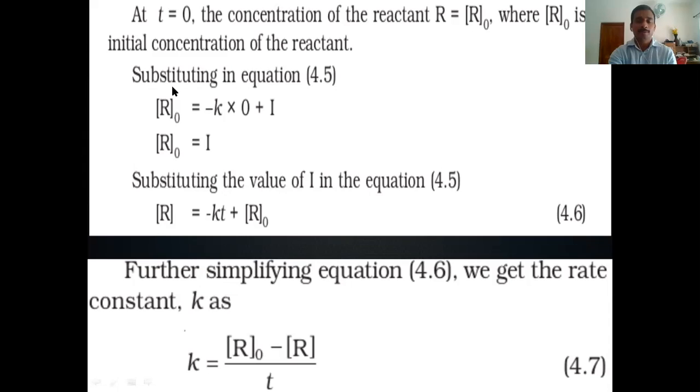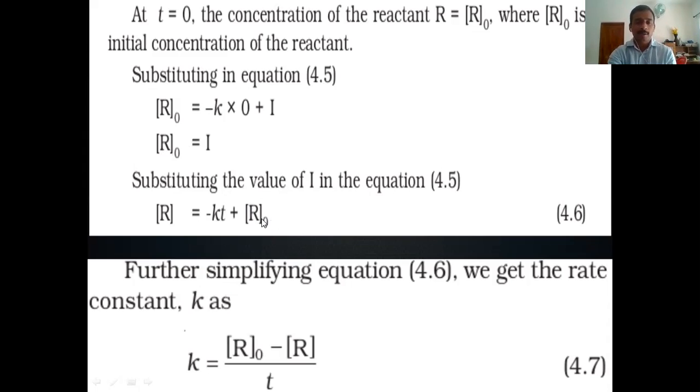So here that one is substituted. Our equation was concentration of R is equal to minus kt plus I. And here the values are substituted. At the beginning, R will change to R0. [R]0 is equal to minus k into 0, t is 0, is equal to I. Or I is equal to [R]0, initial concentration. So what is constant of integration? That is initial concentration [R]0. Substitute the value in the previous equation. We will get [R] is equal to minus kt plus [R]0. That means I is replaced by [R]0.